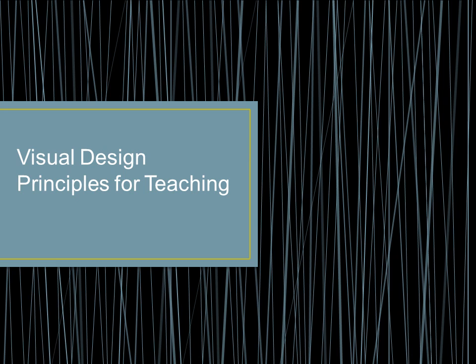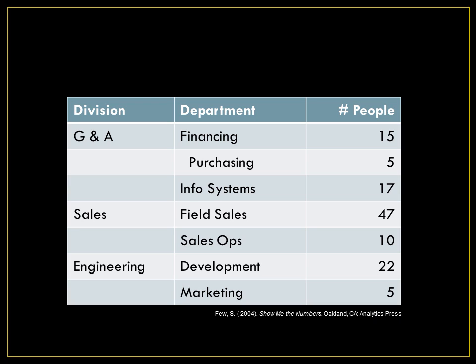Visual design principles for teaching. Take a moment to look at this table. What first catches your eye? If you're like 9 out of 10 people, it will be that the P in purchasing in the department column is indented one space from the other elements in that column. The rest of the chart is nice, but that one difference catches the eye first.